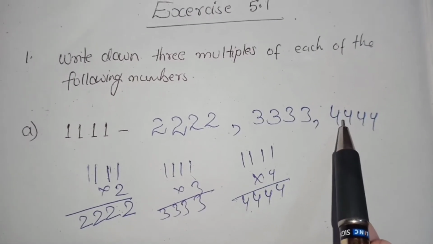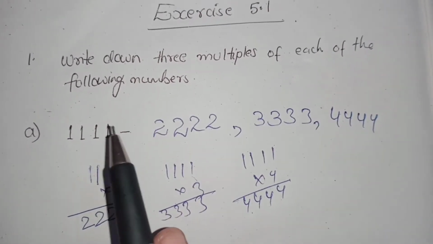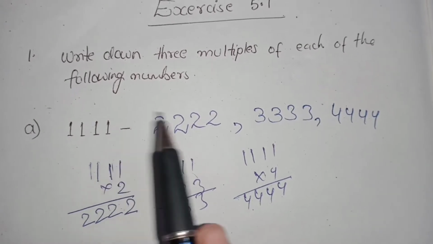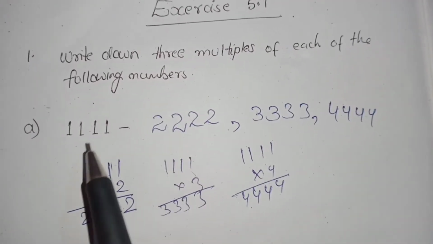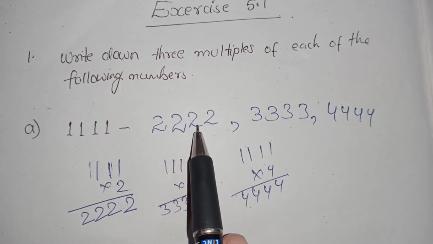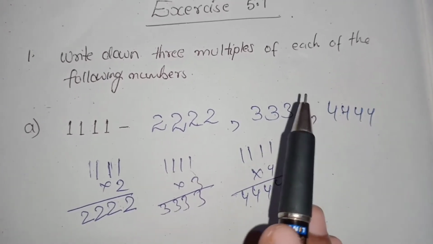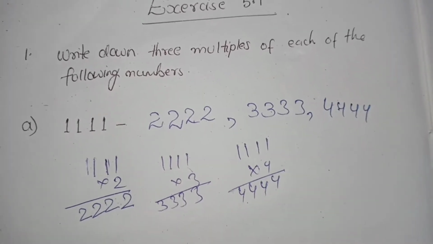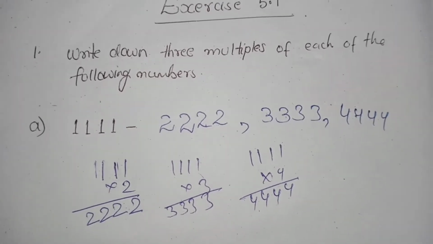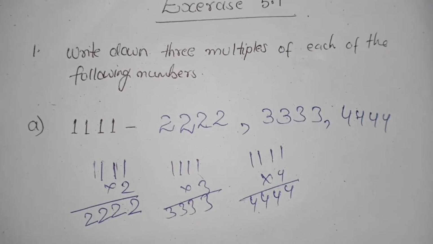The number itself is also a multiple, but we will write except this, the other 3. 1111, 2 times, 3 times and 4 times. Multiples are nothing but we have to write just the table. Now let us see one more example of this question.